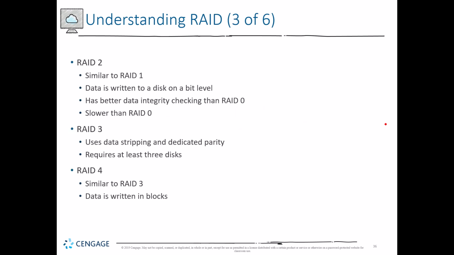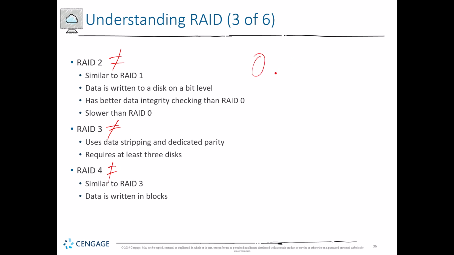There are things like RAID 2, 3, and 4. Those are not really common, but they are still out there. RAID 2 is similar to RAID 1. RAID 3 basically adds data striping and dedicated parity. RAID 4 is similar to RAID 3, but data is written into blocks. Again, these are not common. These are not heavily used at all.